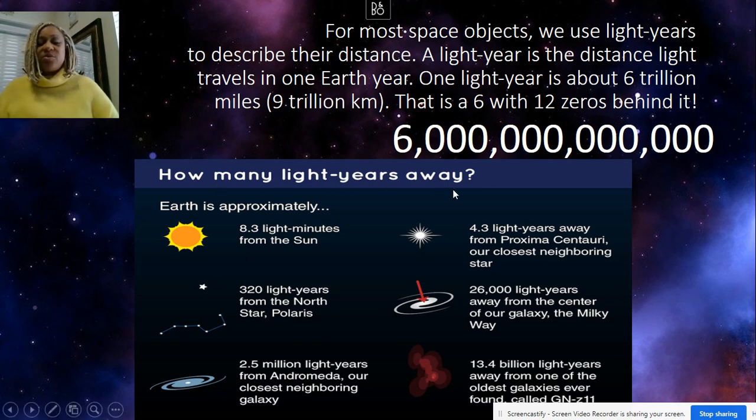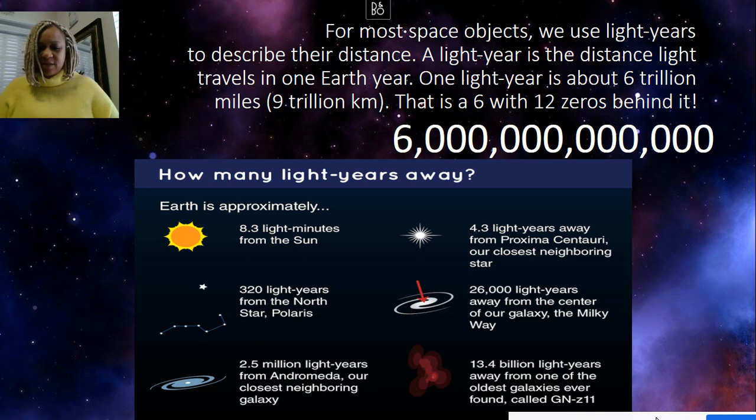Look at this picture. How many light years away? Earth is approximately 8.3 light minutes from the sun. What that means is that it literally takes 8.3 minutes for the light from the sun to reach Earth. If you remember from last week, I was talking about the distance of the sun. The sun is almost 93 billion miles away from Earth. So if it's 93 billion miles away and it only takes 8.3 minutes for the sunlight to hit Earth, that's pretty fast, right?